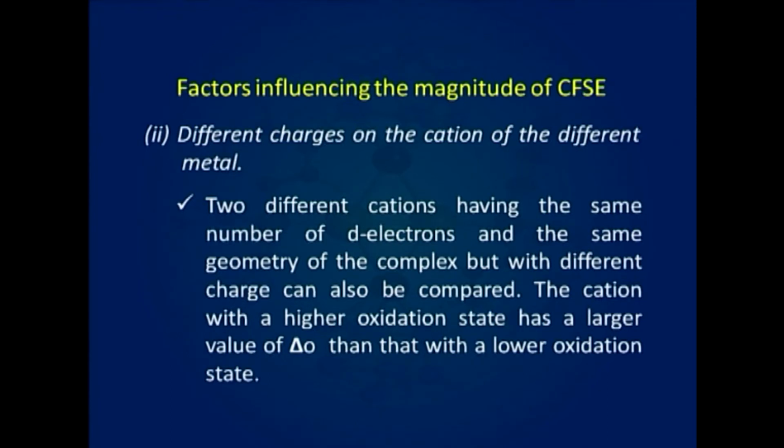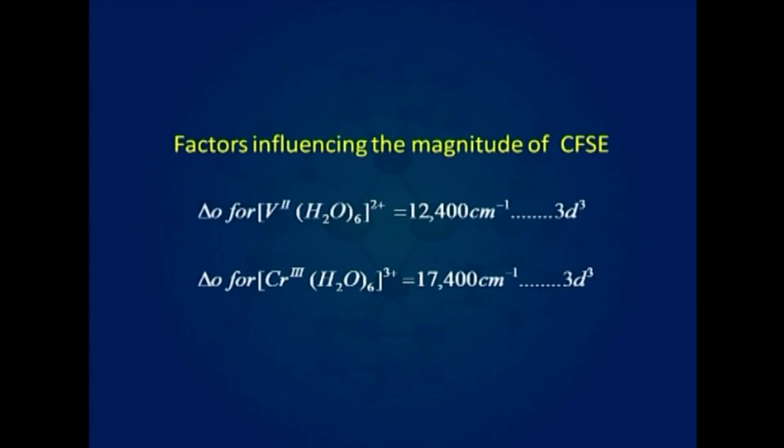The cation with a higher oxidation state has a larger value of delta O than that with a lower oxidation state. For example, the behavior towards the same ligand of vanadium 2+ and chromium 3+, which are both d3 ions, can be compared. You can see the crystal field stabilization energy for vanadium 2+ is less than the crystal field stabilization energy for chromium 3+, while both are d3 ions.